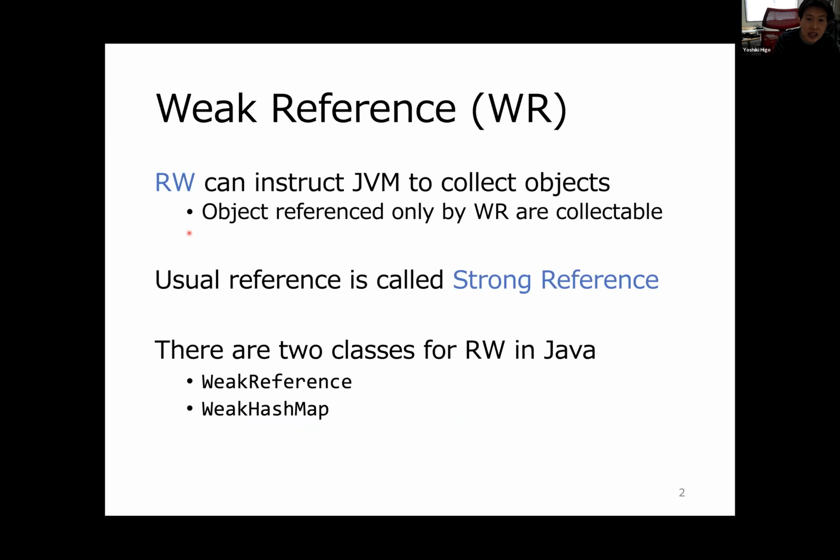Weak reference, in short WR, can instruct the Java VM to collect an object. This means objects referenced only by weak references are collectable by garbage collection. So in this presentation, usual reference is called strong reference. And in the Java library, there are two classes for weak reference. One is WeakReference and the other is WeakHashMap.